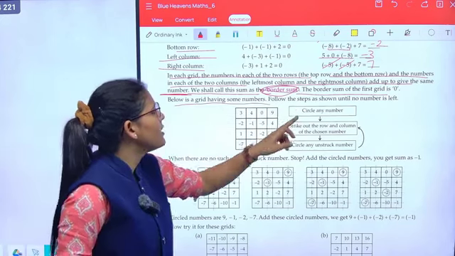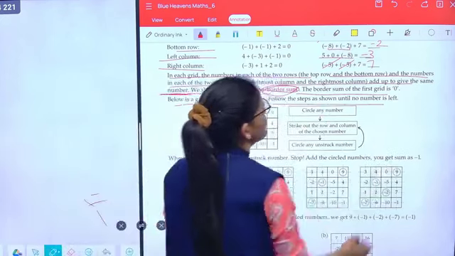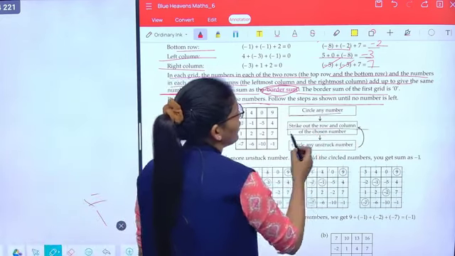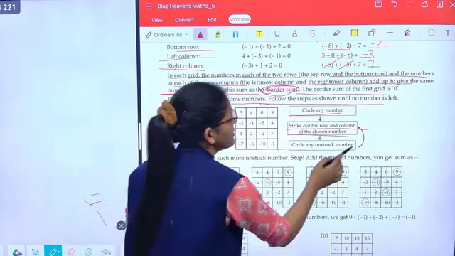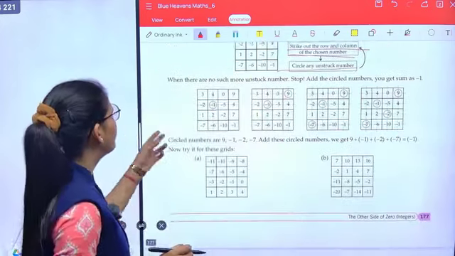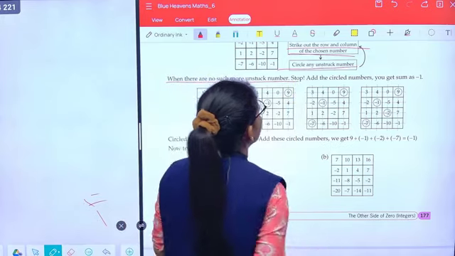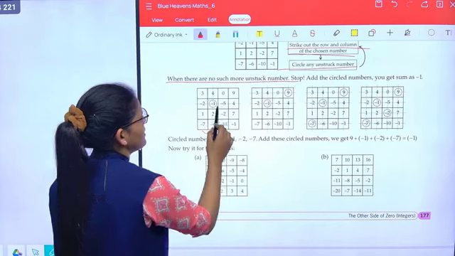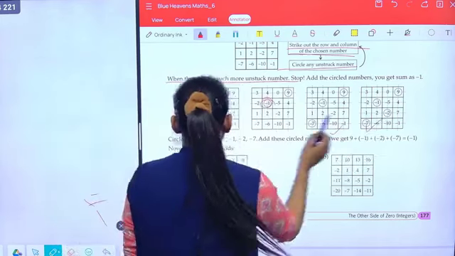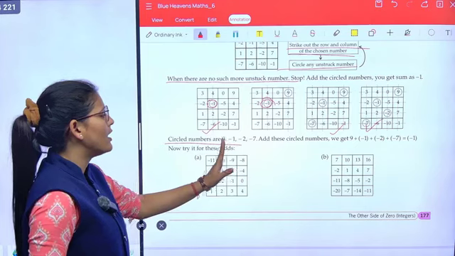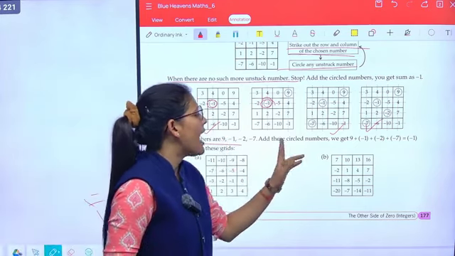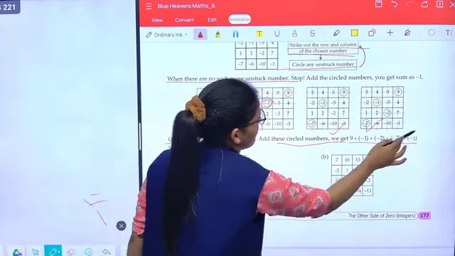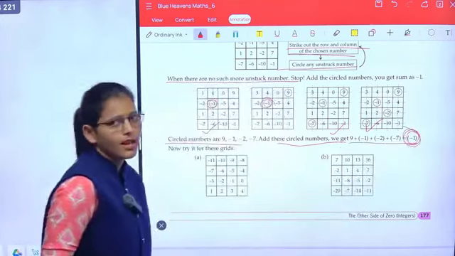Below is a grid having some numbers. Follow the steps as shown until no number is left. Circle any number, strike out the row and column of the chosen number, circle any unstruck number. When there are no more unstruck numbers, stop at the circled numbers. You can see class. Circled numbers 9, minus 1, minus 2, 7. Add these circled numbers, we get minus 1. Class, what will it be? Minus 3.